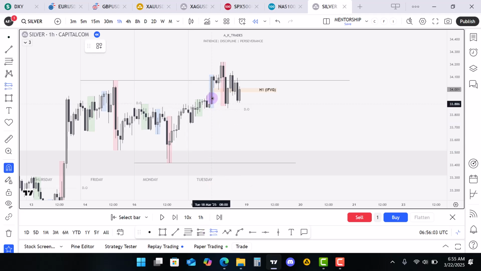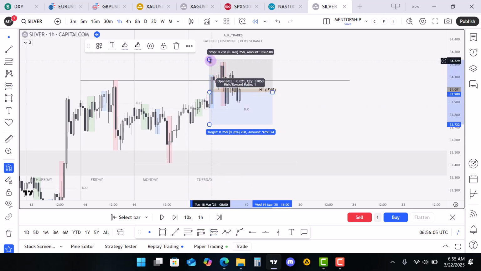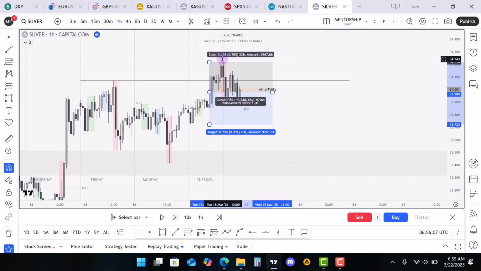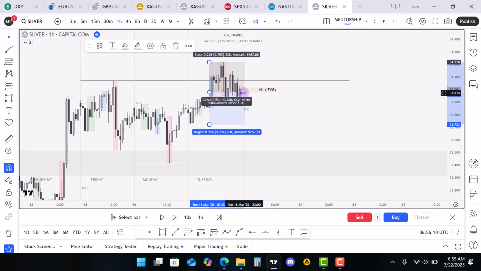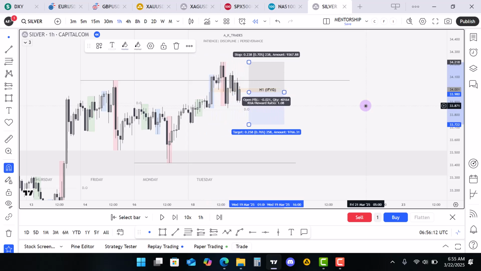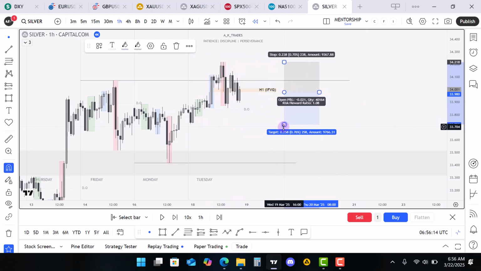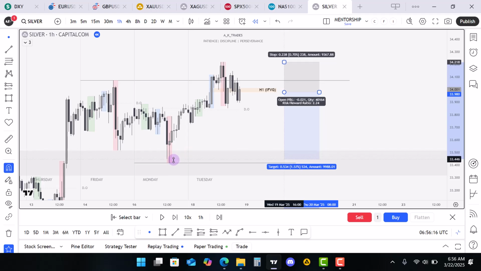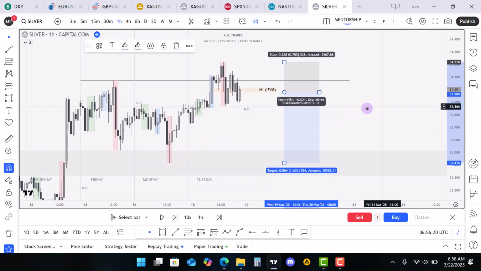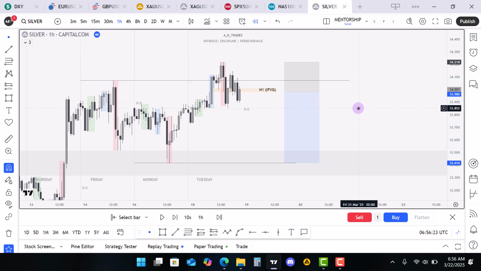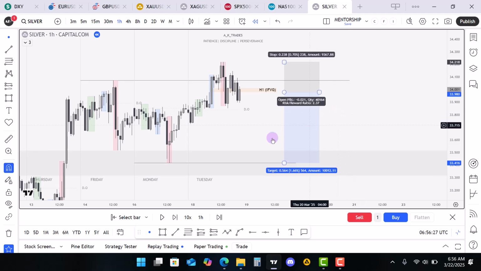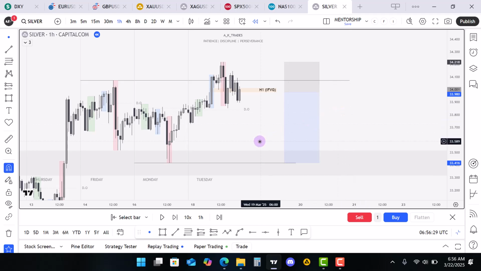So this is where I took my entry with my stop loss somewhere here, and then I targeted our minor range low. So it provided me a 2 R trade, and it was a very cool trade. Now I held this trade for 2 days, that is from the 18th to the 20th of March.